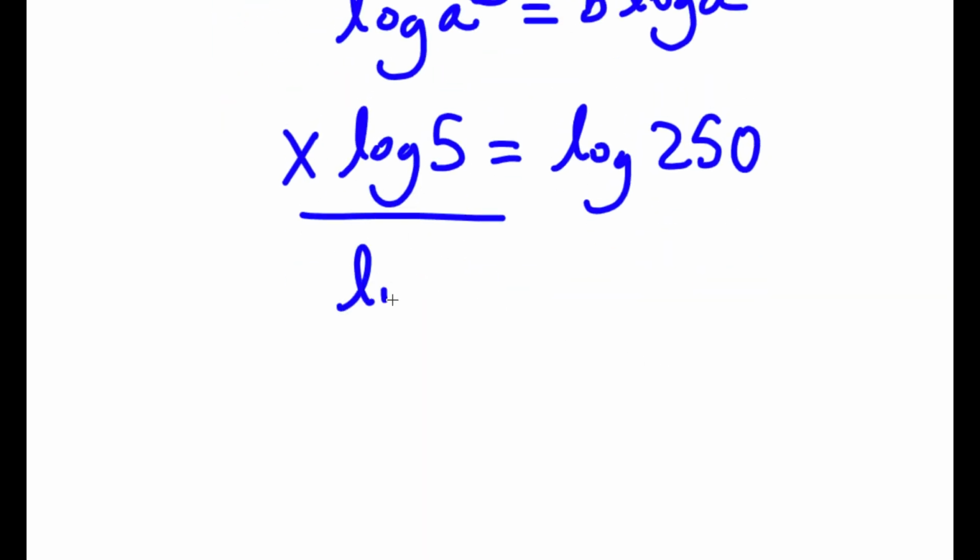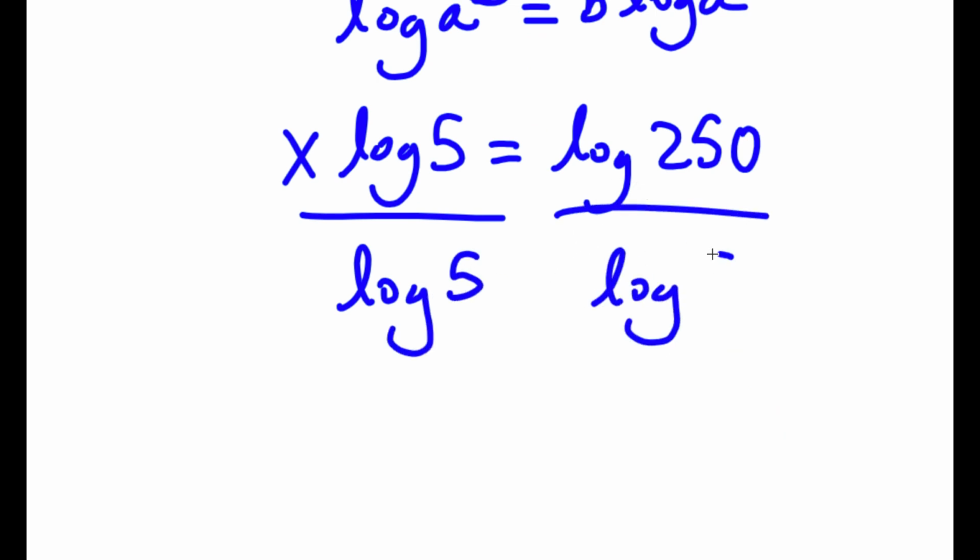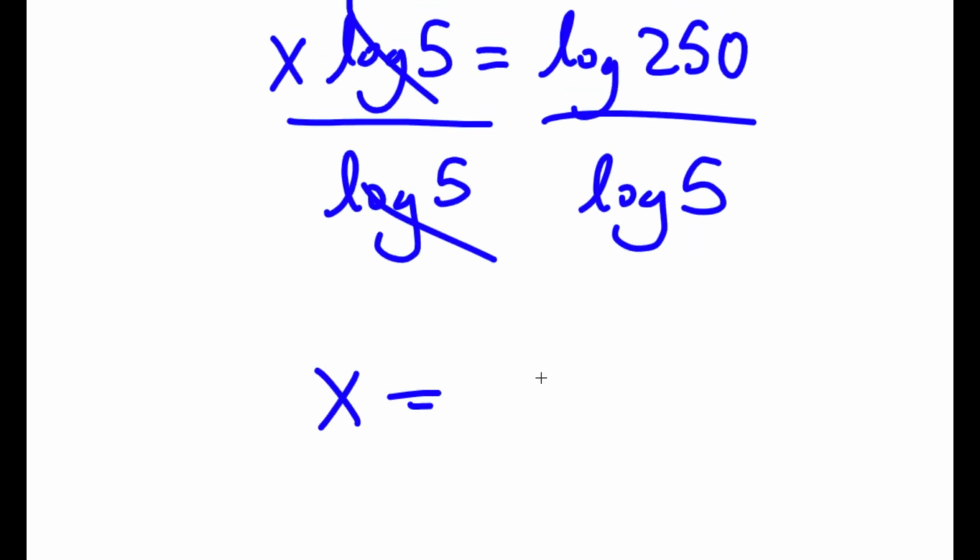Now if I divide both sides by log 5, these two cancel out, and I get x is equal to log of 250 over log of 5.